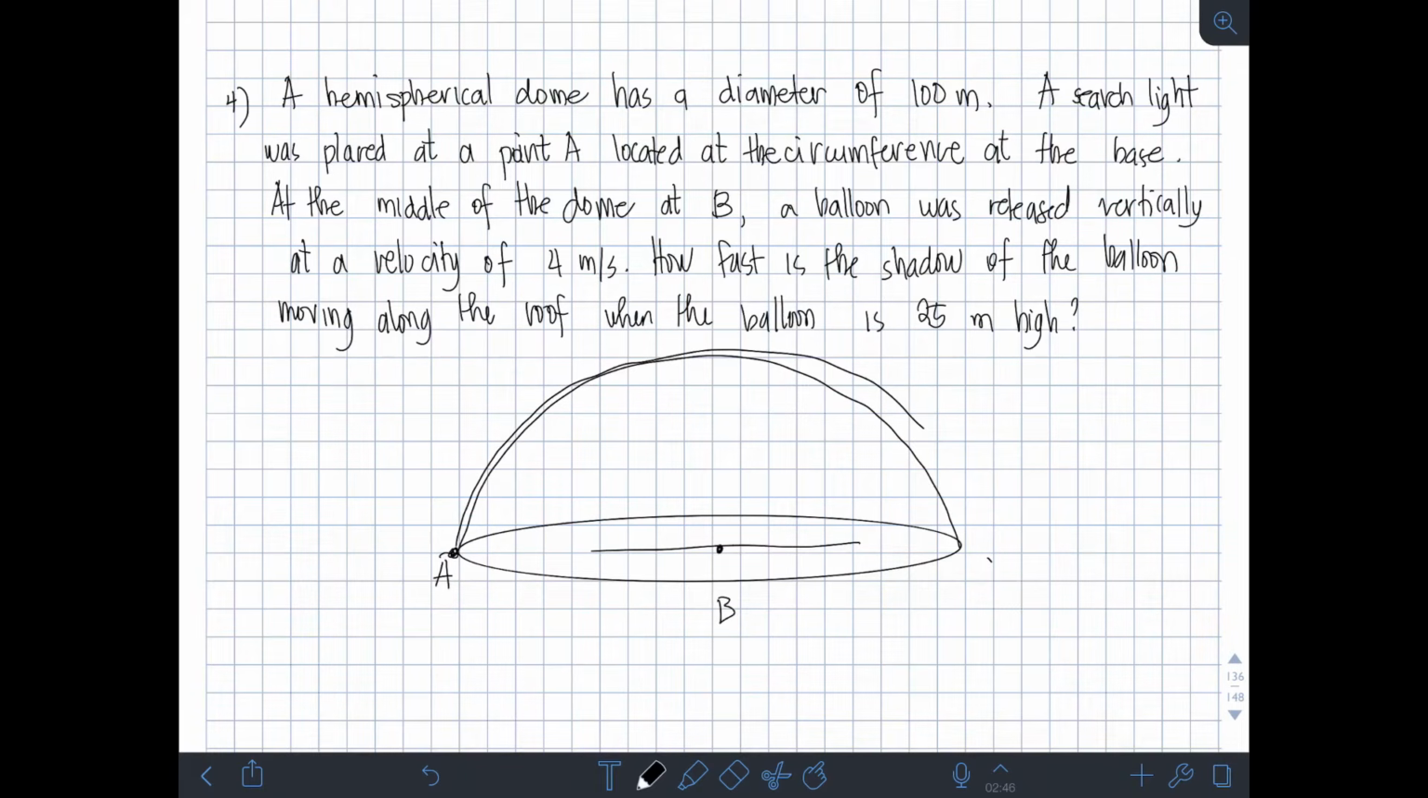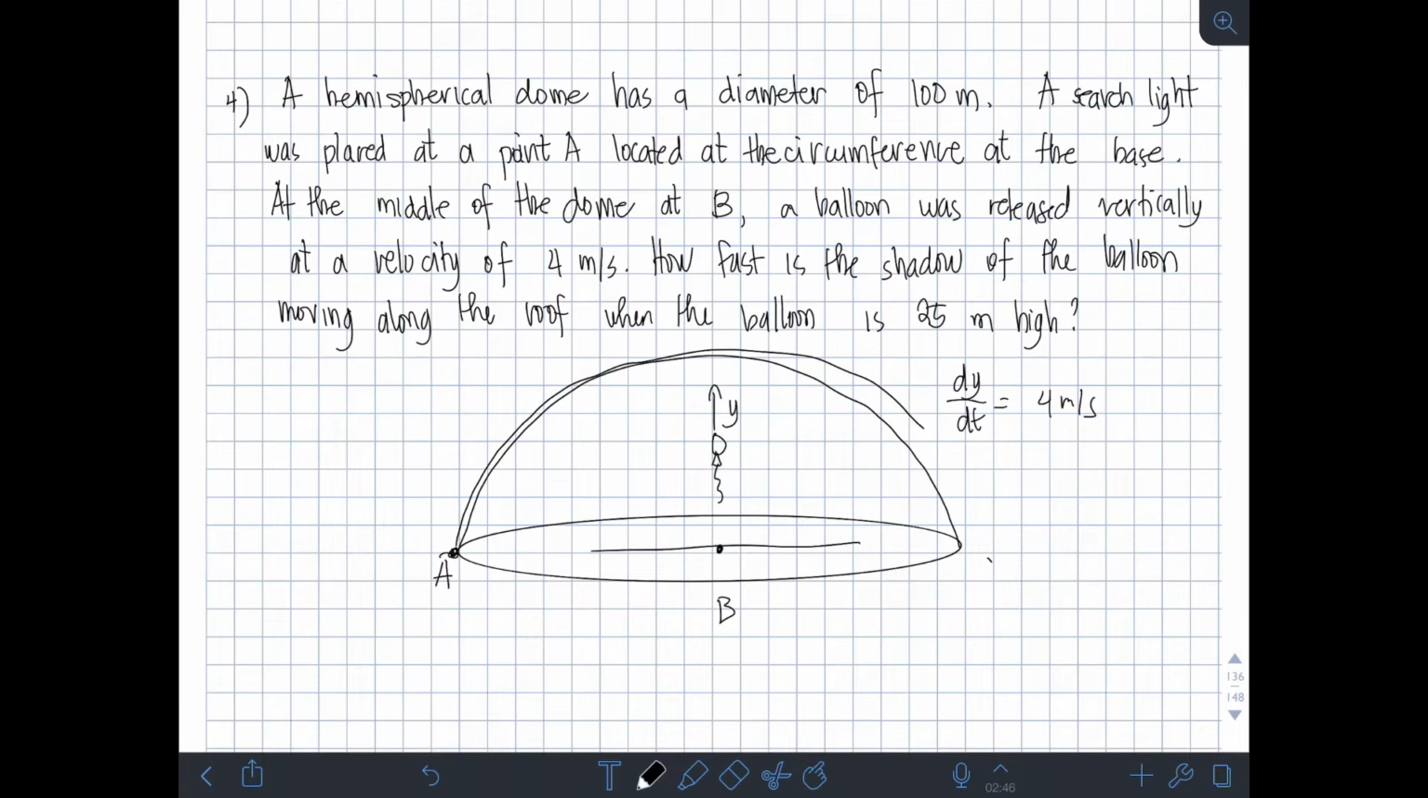A balloon was released vertically. So, may nirelease daw na balloon. Okay? Vertically. So, pataas. At a velocity of 4 meters per second. So, may velocity itong balloon na 4 meters per second. So, let's say yung position niya is represented by y. So, therefore, yung rate of change nung position niya na y, dy over dt, is 4 meters per second. Gagamitin natin yan mamaya.